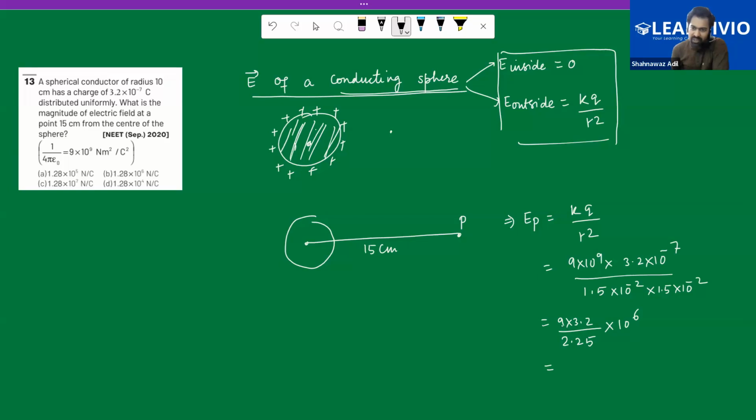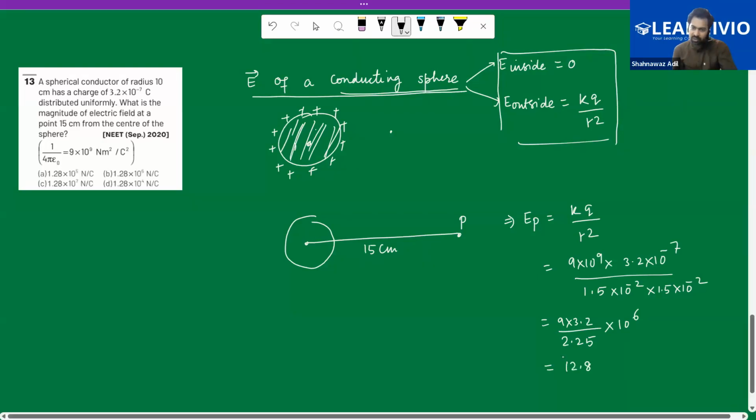Okay, so let's say 9 is nearly 10 to the power 10. So we can multiply this and divide, and then let's see. So 9 into 3.2 divided by 2.25 is 12.8 into 10 to the power 6. So this is 1.28 into 10 to the power 7. This would be the answer, right?